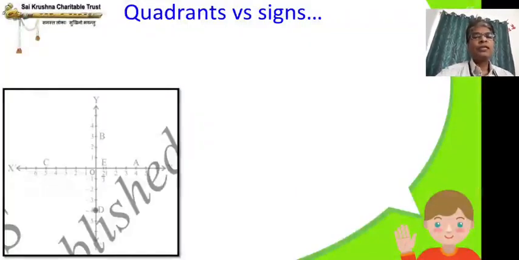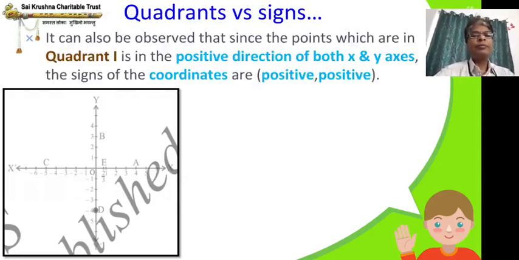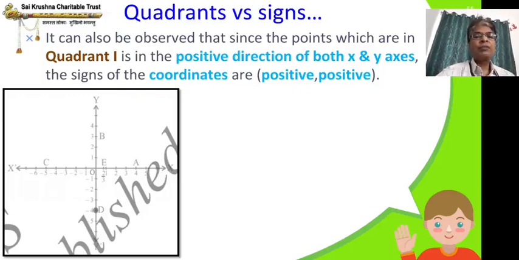Now, one more topic: quadrants versus signs. We have seen how to locate those points which are lying on the axis. Now, with reference to quadrants, what are the signs, positive and negative? It can be observed that the points in quadrant 1 are in the positive direction of both axes. First, the distance is the opposite: if it is from the y axis, it is the x coordinate, and from the x axis, it is the y coordinate. Whereas as far as the direction is concerned, x direction positive means the x coordinate is positive, and x direction negative means the x coordinate is negative.